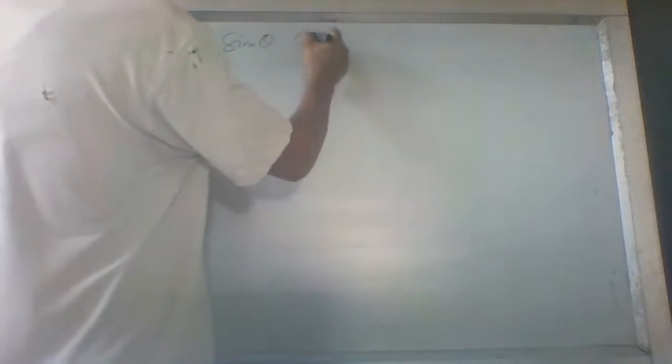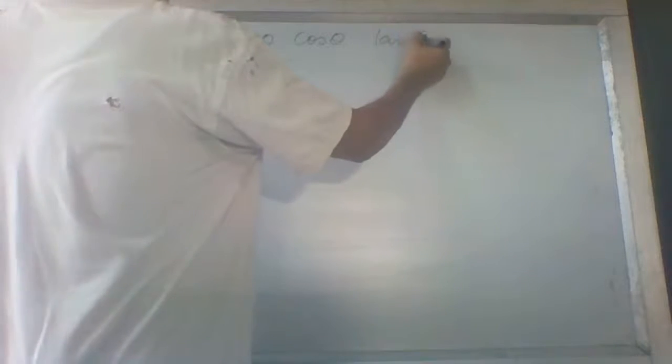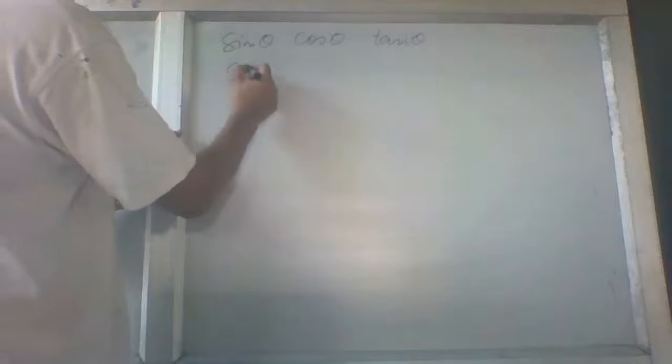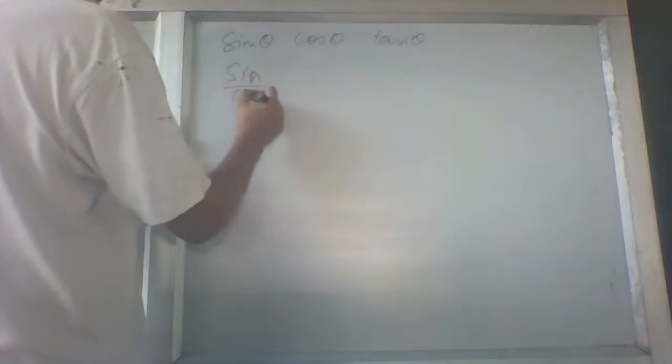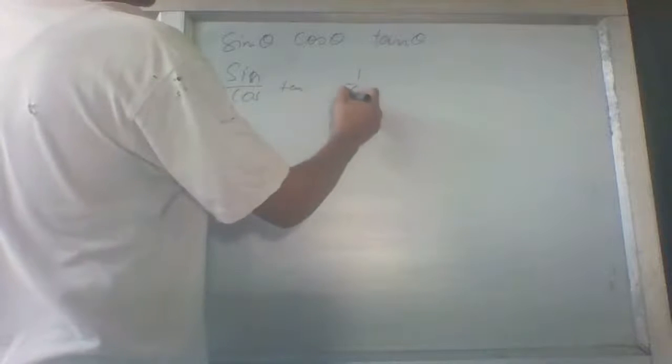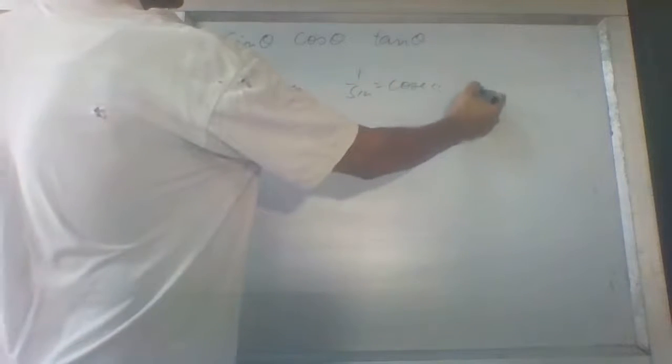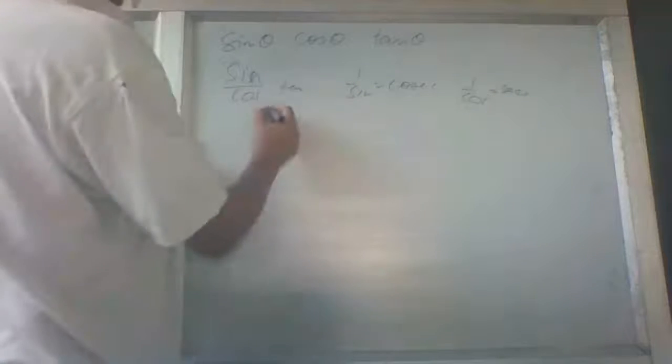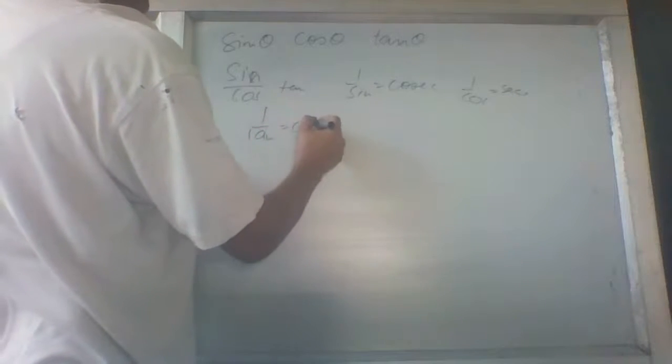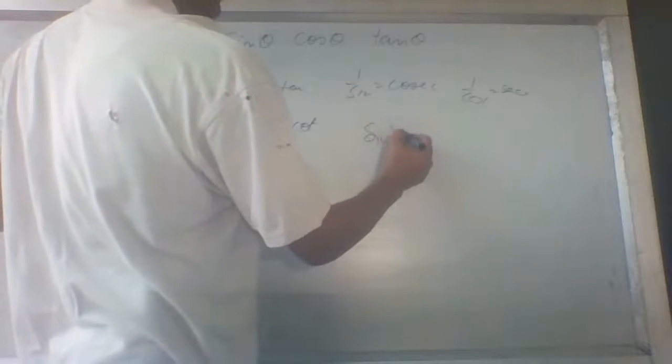So how we will recapture everything we have studied within 3 or 4 days, and I want to recapture everything. In trigonometry we had studied sin theta, cos theta, tan theta. Sin upon cos was tan, 1 upon sin was cosec, 1 upon cos was sec, 1 upon tan was cot, sin squared theta plus cos squared theta was equal to 1.